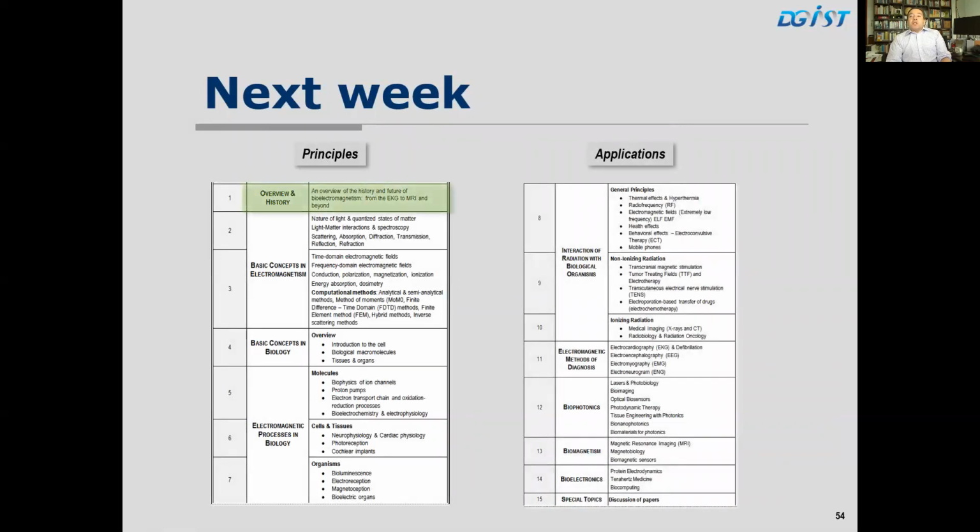So this week we talked about the overview and history, and next week we will go into more detail on the basic concepts of electromagnetism, the nature of light, quantized state of matter, light-matter interactions in spectroscopy, and definitions of these terms: scattering, absorption, diffraction, transmission, reflection, refraction.